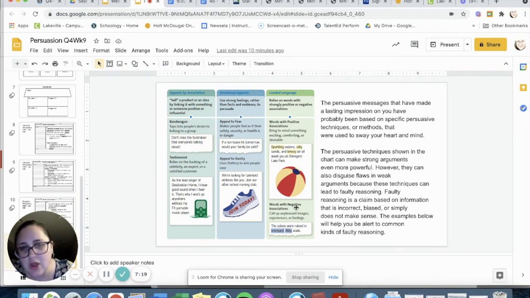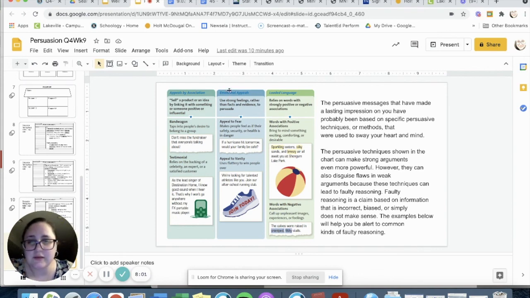How about words with negative associations? They'll call up unpleasant images, experiences, or feelings. "The calves were raised in cramped, filthy stalls." Well, that's a really tough description, to think of baby cows being raised in horrible conditions. And so they are maybe convincing you to become a vegetarian. Maybe they're trying to put through some law or reform to support animal benefit. Whatever it is, they're using those negative associations to convince you that these animals are not cared for in the way that they should be.